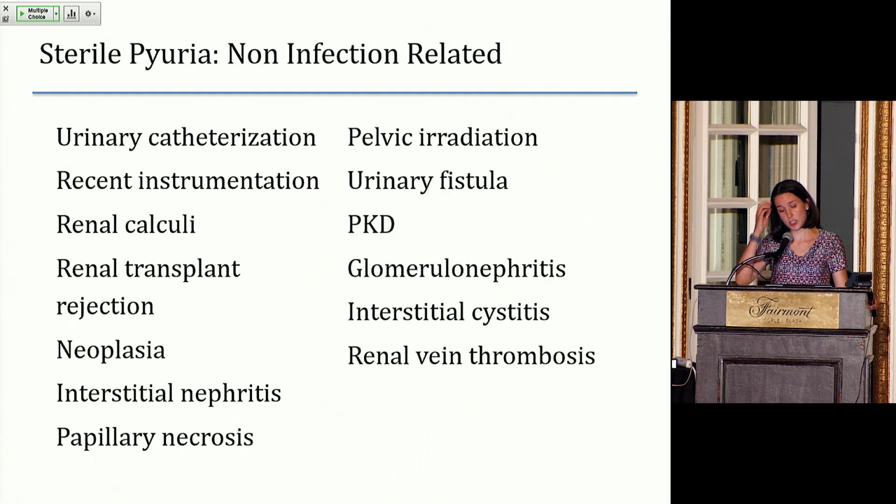So the non-infection related causes are really trauma, primarily to the bladder, but anywhere along the urinary system. So catheterization or instrumentation, calculi will cause white cells. We sometimes see it with transplant rejection. Neoplasia is important to be aware of. Obviously interstitial nephritis, papillary necrosis, and then with some forms of kidney disease such as GNs and PKD, we will also see white cells in the urine.